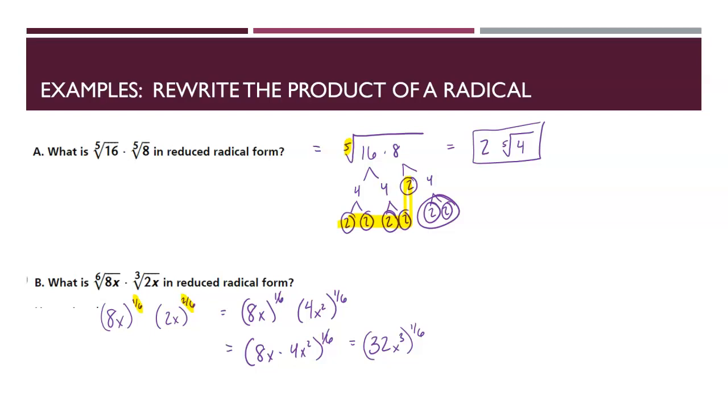So we can't simplify the 6th root of 32, we can't simplify the x cubed, so we're just going to put this now back into radical form. And that would be your answer. So that's a tricky one.